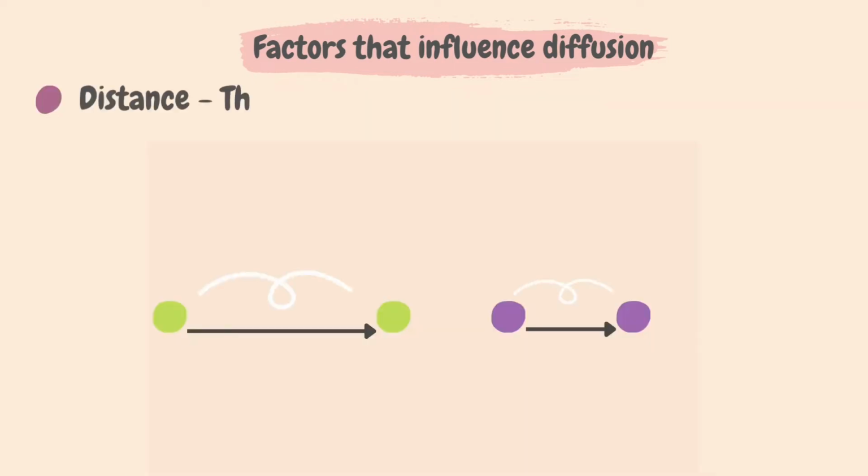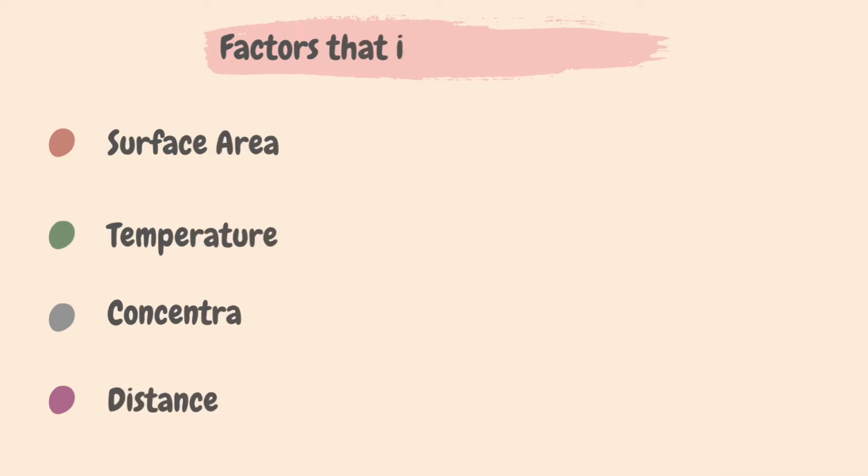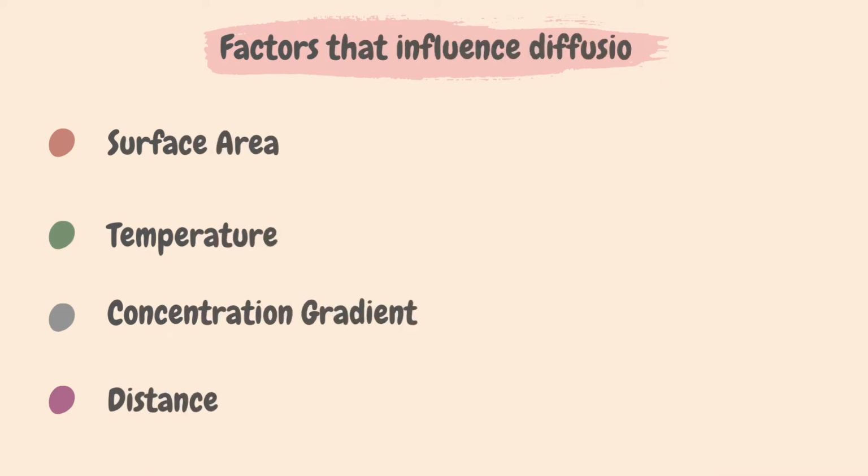Distance is another factor. The shorter the distance, the higher the rate of diffusion. The shorter the distance the particles have to move, the quicker the process is going to be. So once again, these are the factors that influence diffusion.